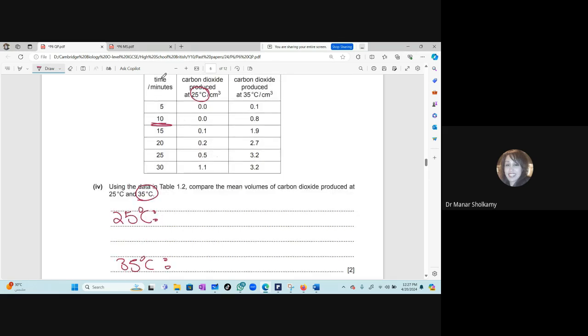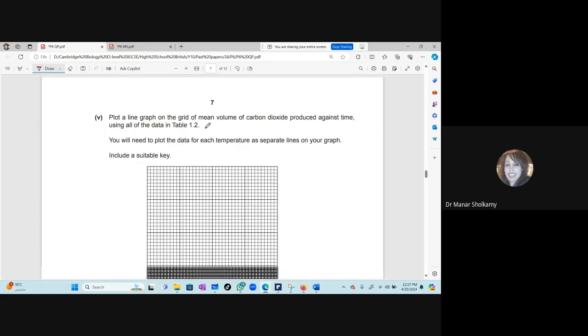At 25, it's very obvious that in the first 5 minutes, it was constant. There was no increase in carbon dioxide produced. And then there was a small increase. And then it dropped again. So here is another drop. And then it increased again. And write numbers. At 35 degrees, we started immediately. There was an increase in the carbon dioxide produced in the first 5 minutes. And then there was a rapid increase. And then in the last 5 minutes, it stayed constant. So there was constant here and then constant here. Okay, so this is how you break down your results.